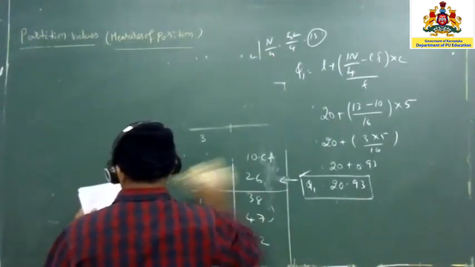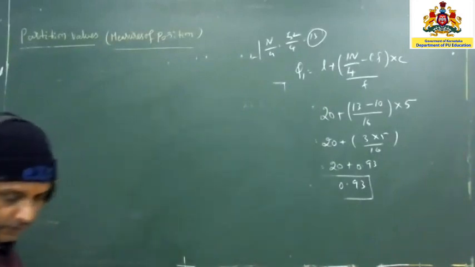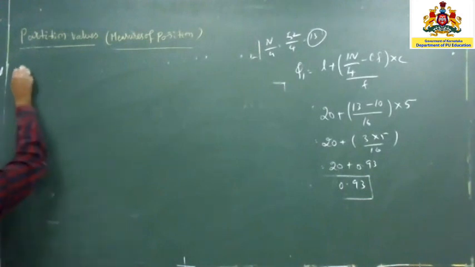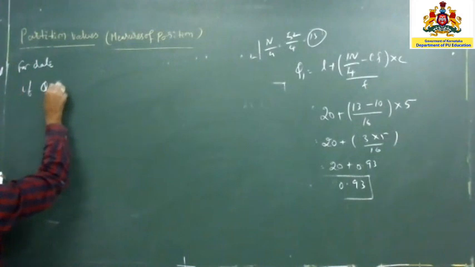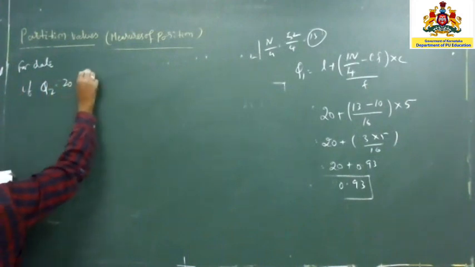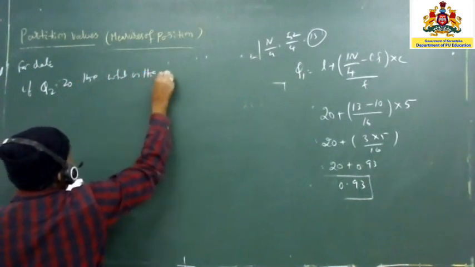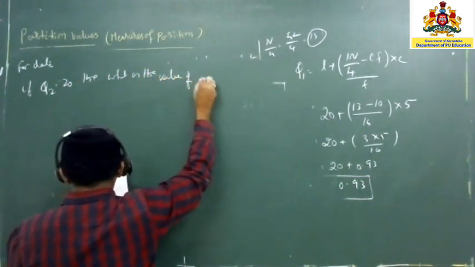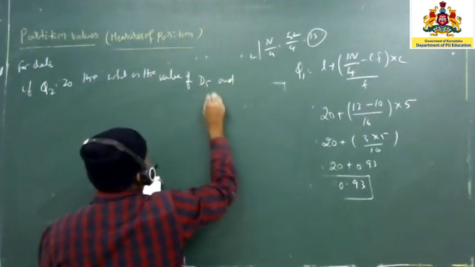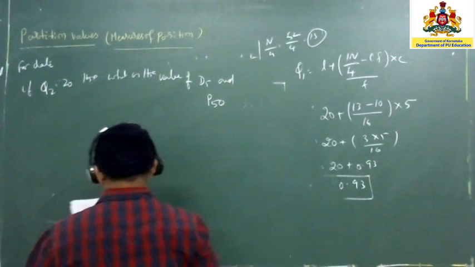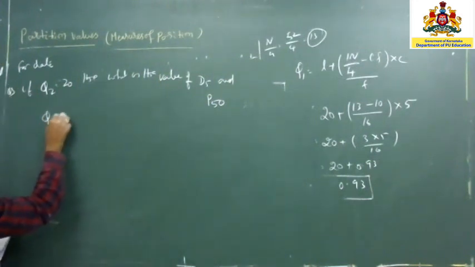So now write down, for the data given below, of course we have seen all these things already. For the data, if q2 is equal to 20, then what is the value of d5 and p50?